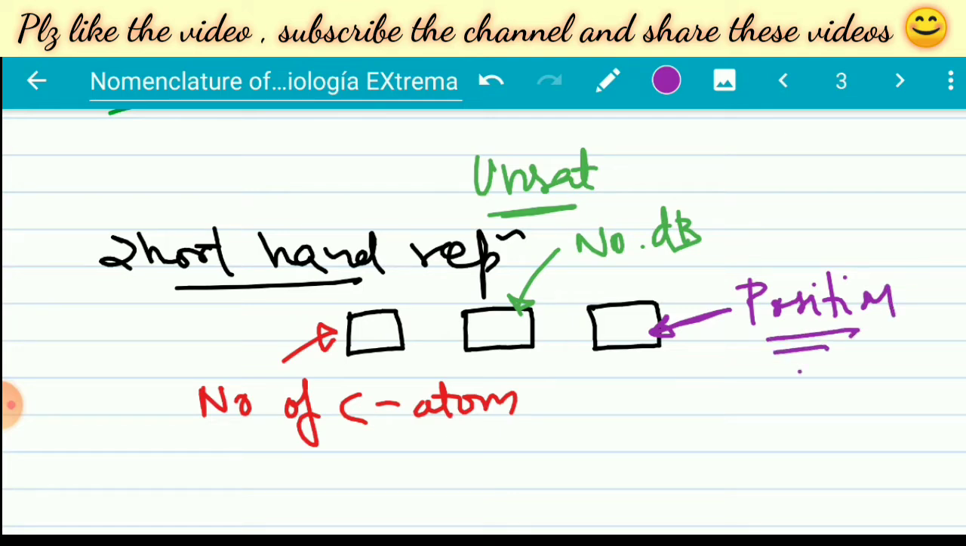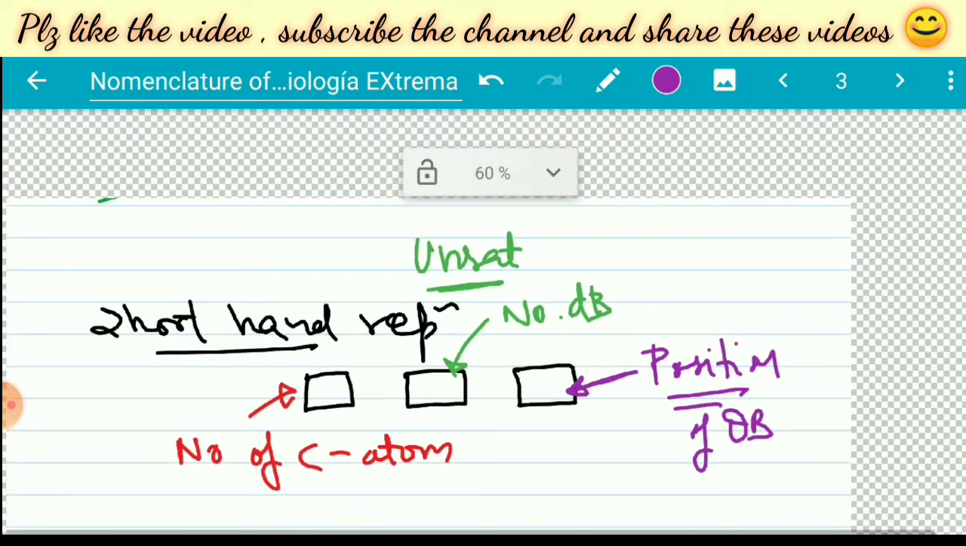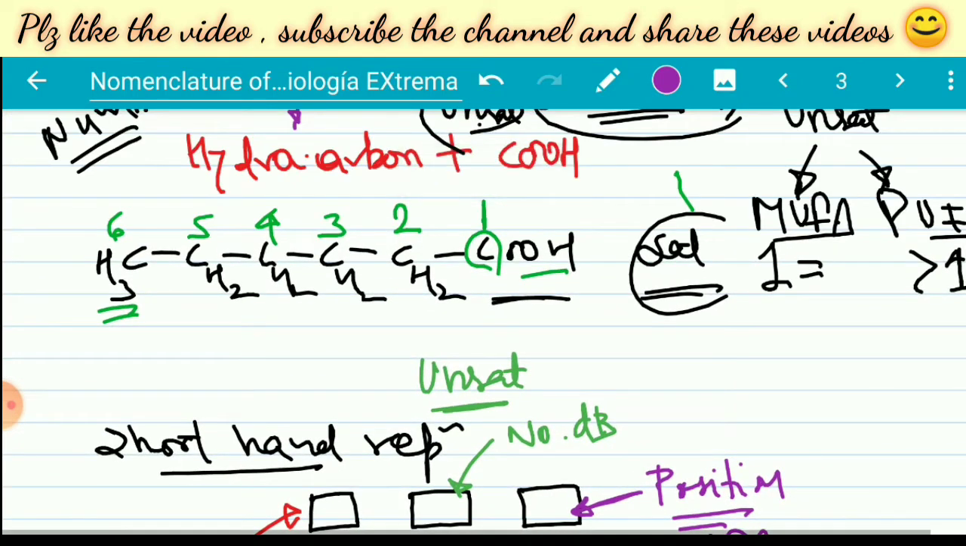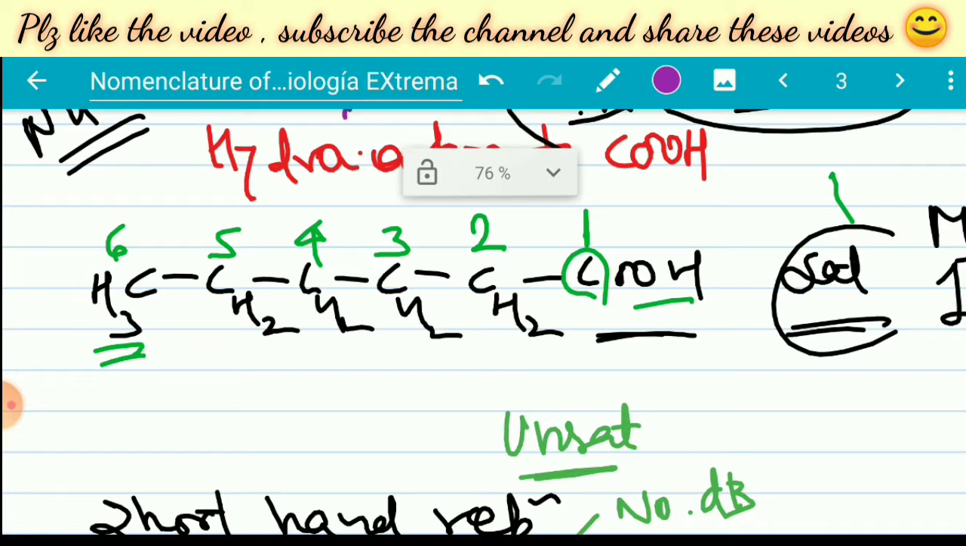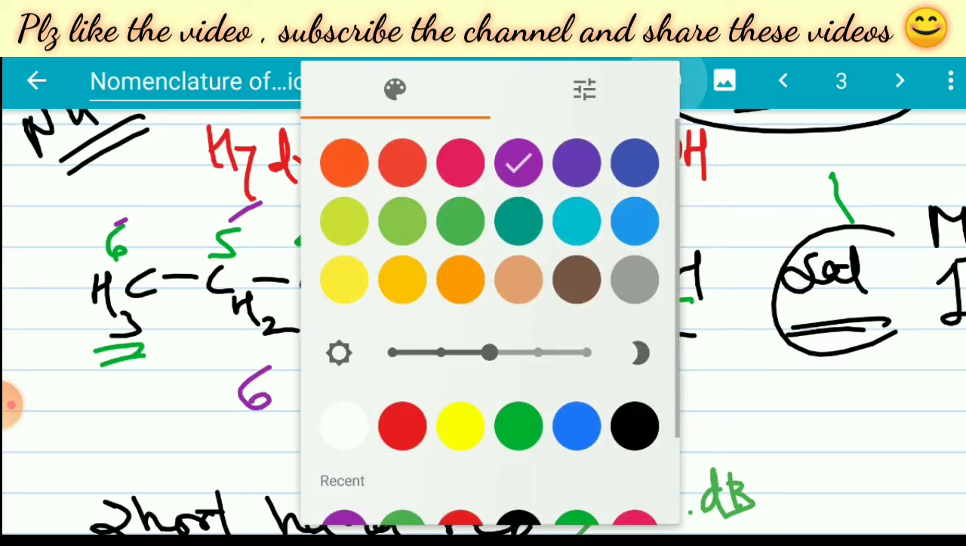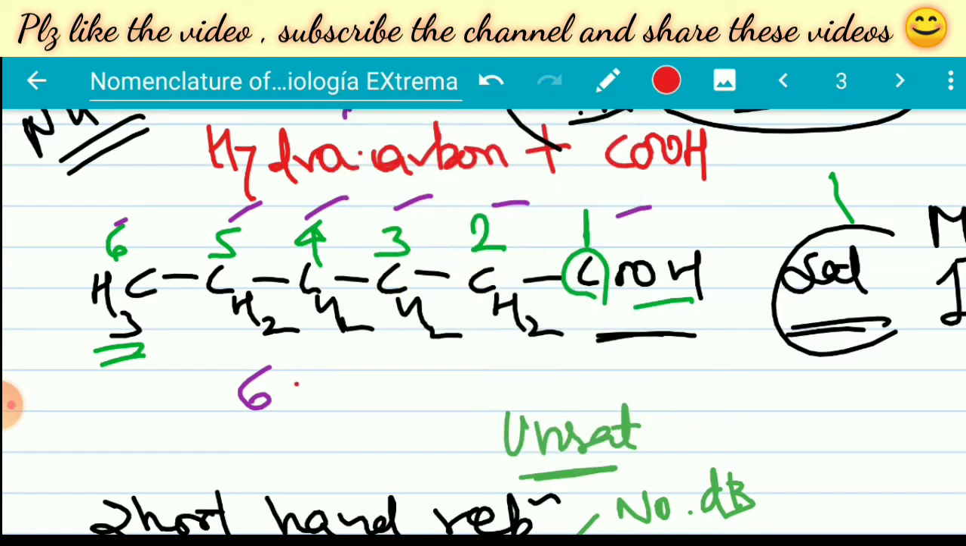Okay, so position of double bonds. Clear? So let's come back to our hypothetical fatty acid. Now we try to apply this shorthand representation in this. I told you that first we have to write the number of carbon atoms. We can see that it has 6 carbon atoms, so we write 6, and then we write a symbol called colon.